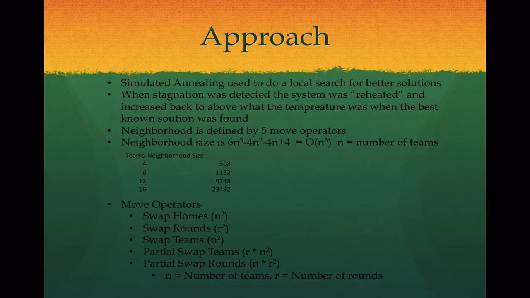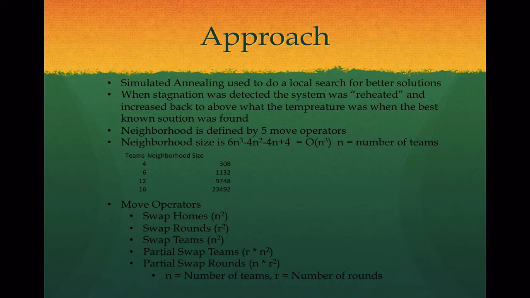The approach I used was a simulated annealing type approach. In order to try to prevent stagnation, I would reheat the system in order to promote more random type moves. For each move, it was a neighborhood of 5 different operators. The operators were swap homes, swap rounds, swap teams, partial swap teams, and partial swap rounds. So you can see that neighborhoods were quite large.